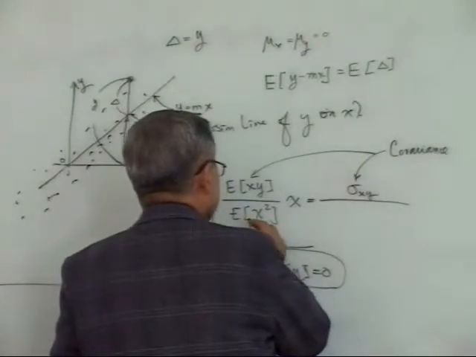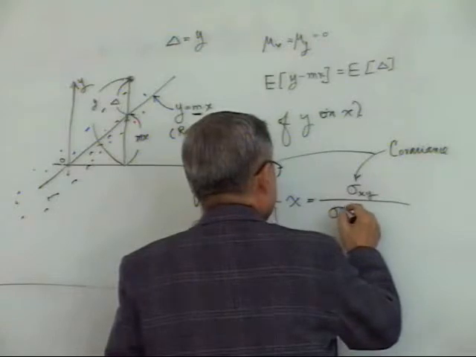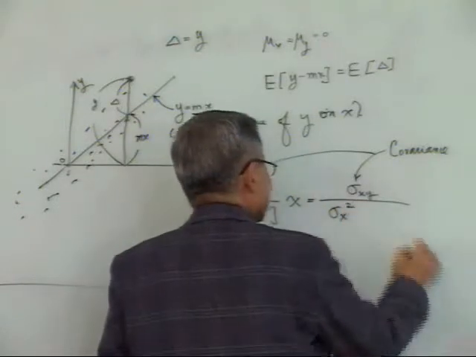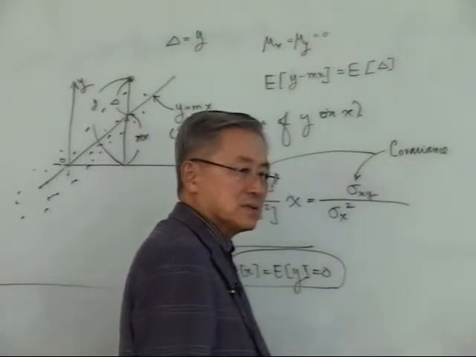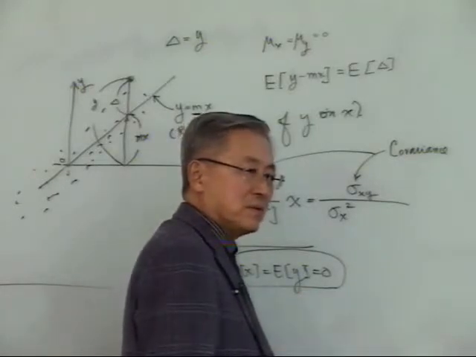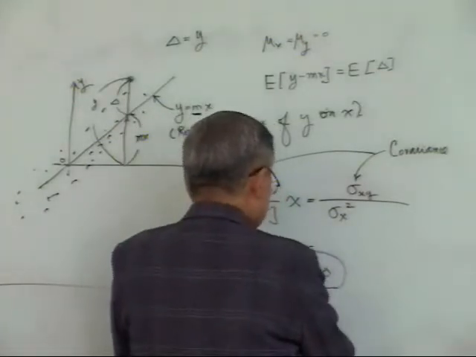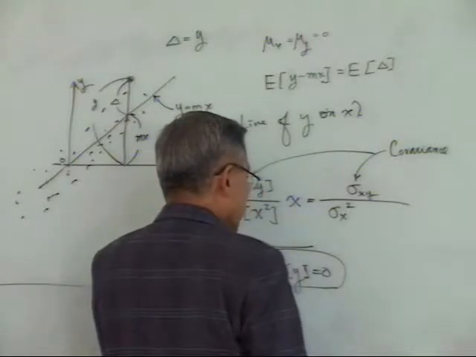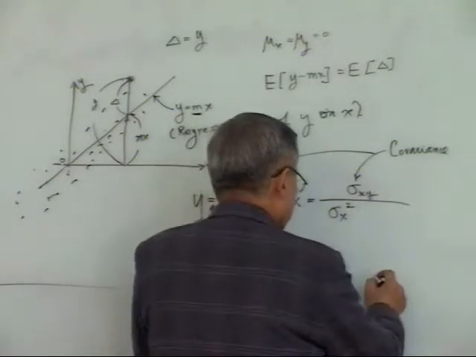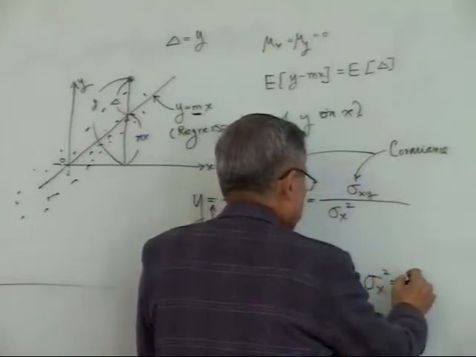The expected value of x squared is sigma x squared, which is the variance. Why is it called the variance? In this case the means of x and y are equal to 0. So if I rewrite sigma x squared, the definition is the expected value of (x minus mu x) squared.